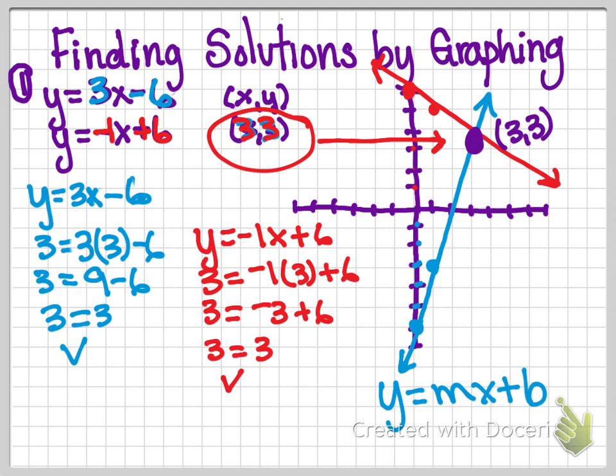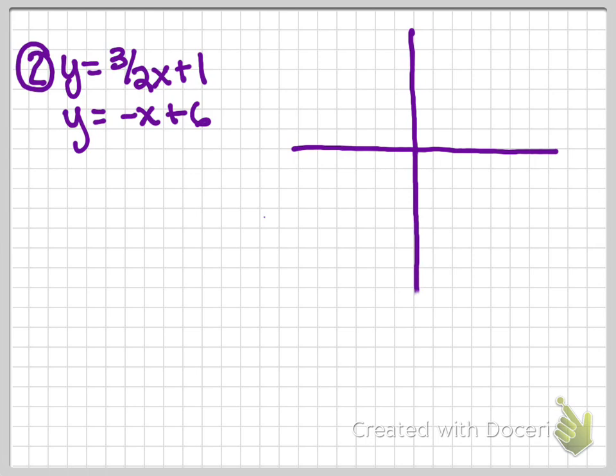Let's try another one. Here we have a system of equations: y equals 3 halves x plus 1, and y equals negative x plus 6. These are both already in y equals mx plus b form. That's important because I need to know where to start. I start at the y-intercept. For this equation, I'm starting at positive 1 on the y-axis, which is right here. That is 1 point on the line.